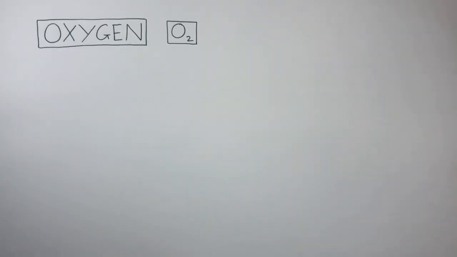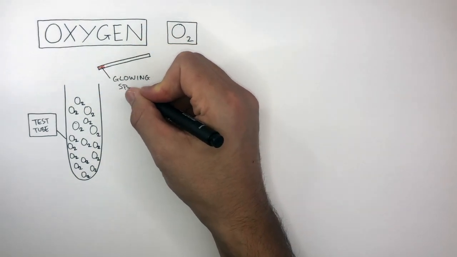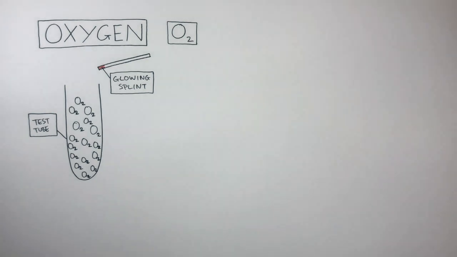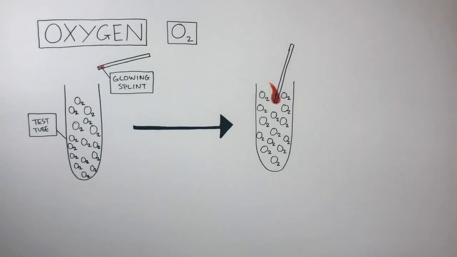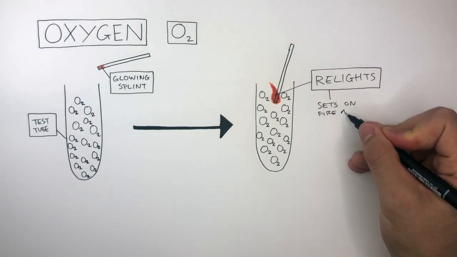Oxygen gas is identified using a glowing splint. So first, you'll have a test tube full of oxygen gas, and then you'll need a glowing splint, which is where the flame has just gone out, so the splint is still glowing orangey red and is very hot still. You then place the glowing splint inside the test tube, where it relights as it sets on fire again.